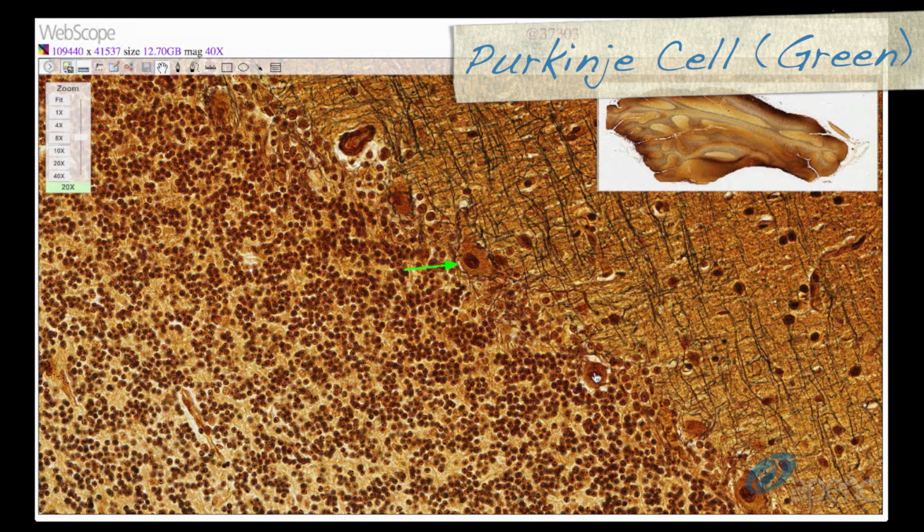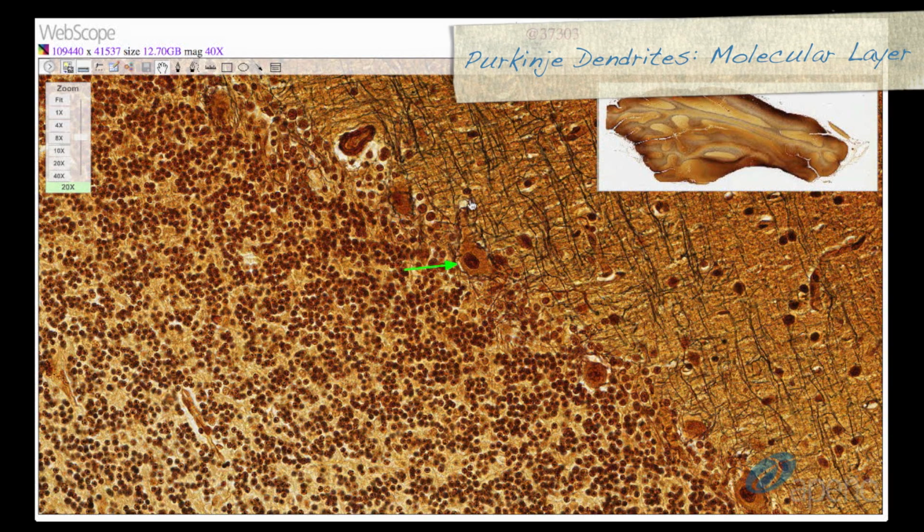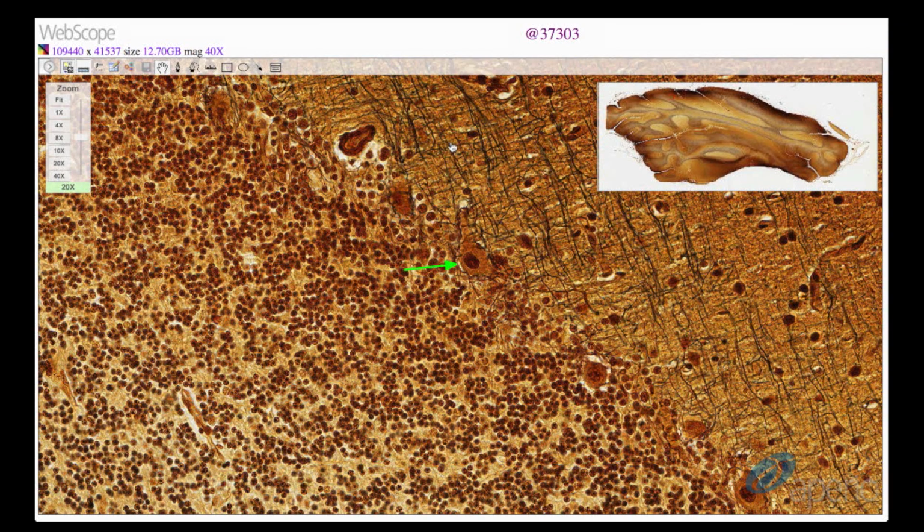Purkinje cells are globular-shaped cells that send their axons into the granular layer. The dendrites of Purkinje cells arborize in the molecular layer. Neuronal axons are stained in black and can be seen synapsing on Purkinje cells.